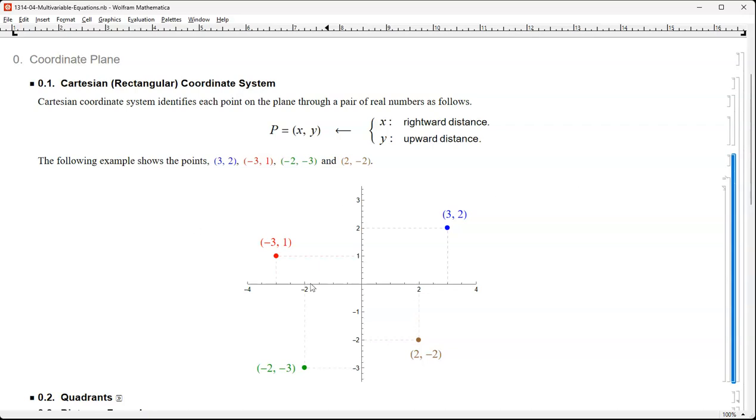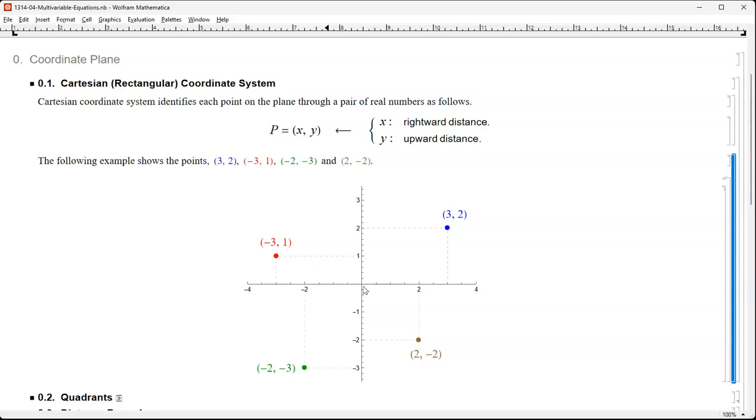brown. Let's see, from the origin, 3 steps to the right and 2 steps up. That's how we get this (3, 2) blue. No problem there. How about the red point? From the origin, -3 steps to the right, and then 1 step up. What do you mean by -3 steps to the right? That means 3 steps to the left, and then 1 step up.